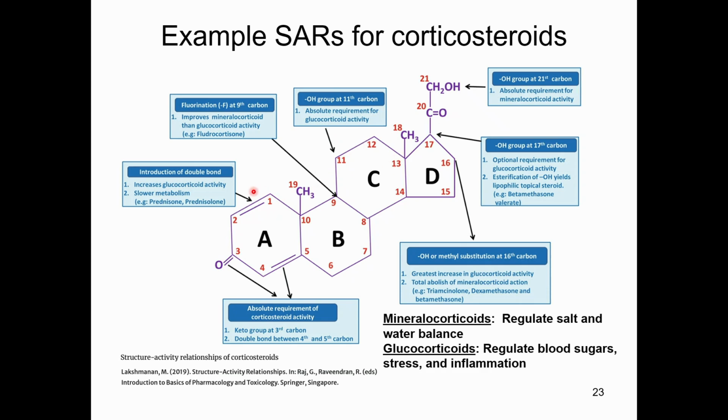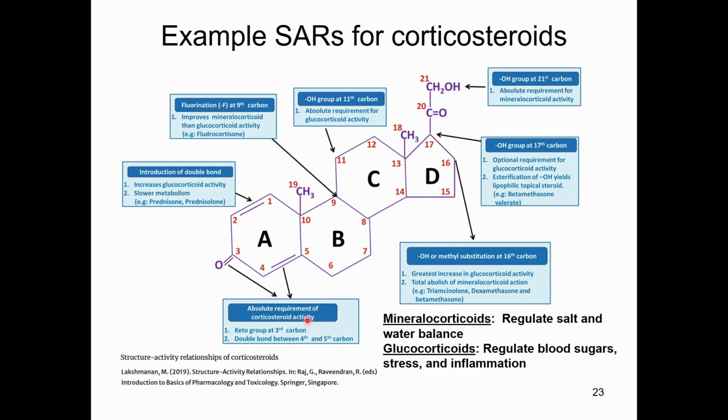You can just kind of randomly go around here. Increasing a double or adding a double bond right here in ring A increases glucocorticoid activity. But it also slows metabolism of the drug, okay? In the case of like prednisone. And so if you alter the metabolism of a drug, that's going to affect pharmacokinetics, right? If you slow the metabolism of the drug, that drug will persist longer. So by tweaking that double bond right there, you can make that persist in the body much longer.